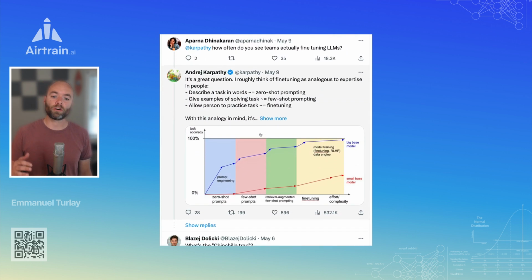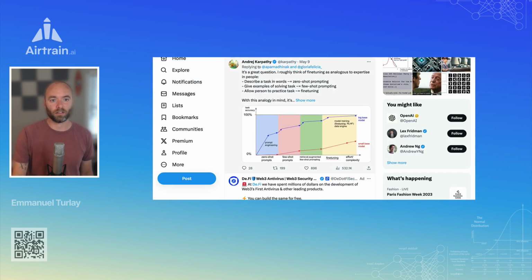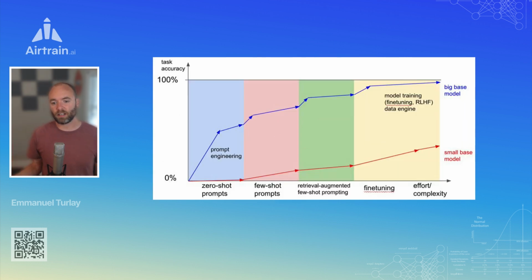So I want to go over some of those techniques and see the ones that are easily applicable by you today and the ones that may need a bit more work. So here's the plot. You can find it on Andrej's Twitter account. The x-axis here is the effort that you need to apply to use those techniques. And on the y-axis, you can see the task accuracy that the model will have for a particular task.